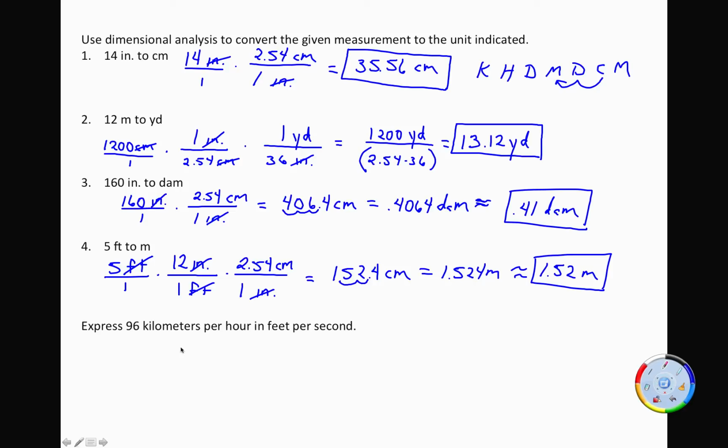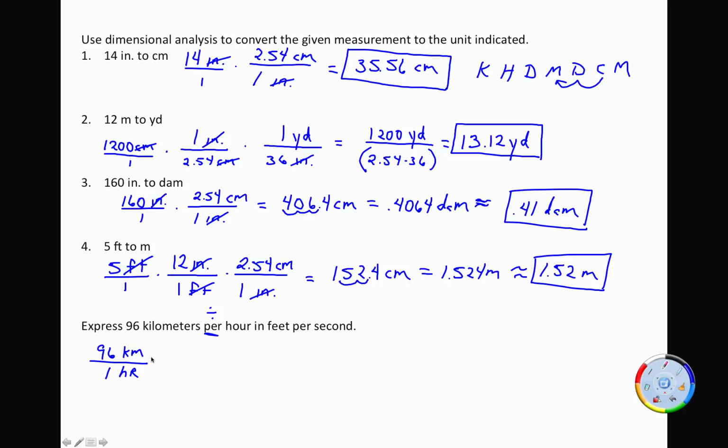All right, what about this one? Express 96 kilometers per hour in feet per second. Ooh, I've got a couple of conversions going on there. I've got to change kilometers to feet, and I also have to change hours to seconds. Remember we talked about in the very first chapter, I believe, what this word per means, and that's simply a division symbol. So a mathematical way, I can write 96 kilometers per hour. Looks like this, right? That's the mathematical form of 96 kilometers per hour.